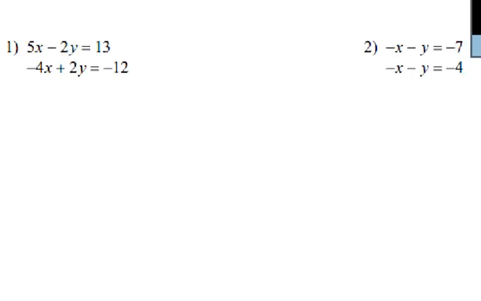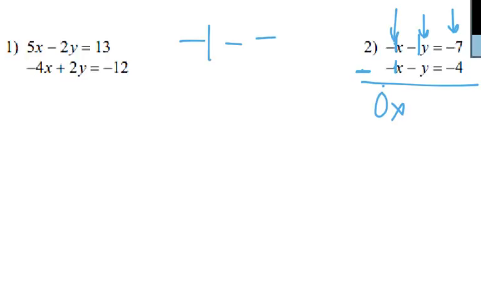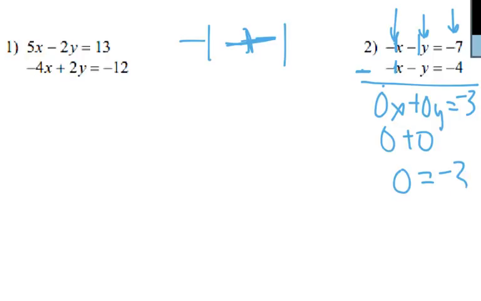Okay, number 2, same idea. Are they lined up? Yep. Add or subtract? Well, -1 and -1 would mean we would have to subtract. So negative minus a negative is going to give us 0x. -1 minus -1, remember that makes it a positive. It's also 0y. -7 minus -4 is -3. So 0 plus 0 equals -3.